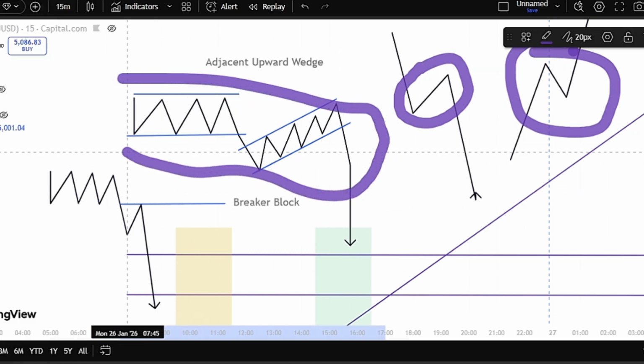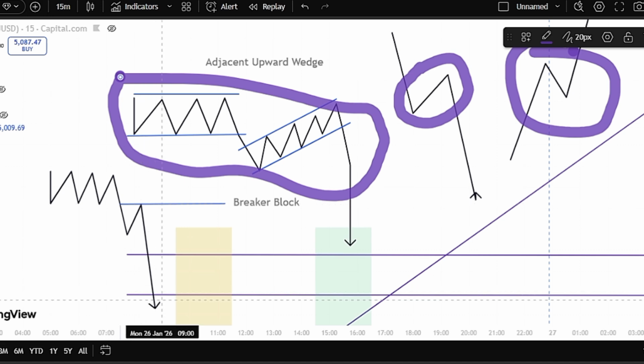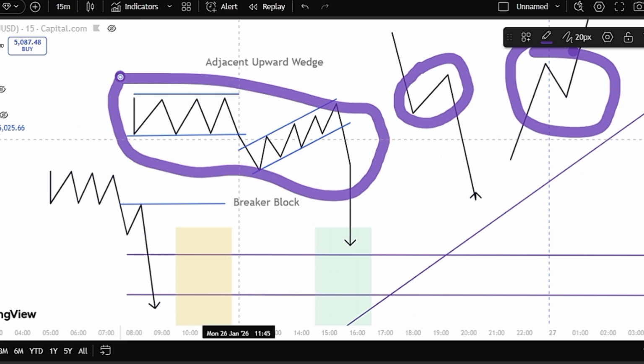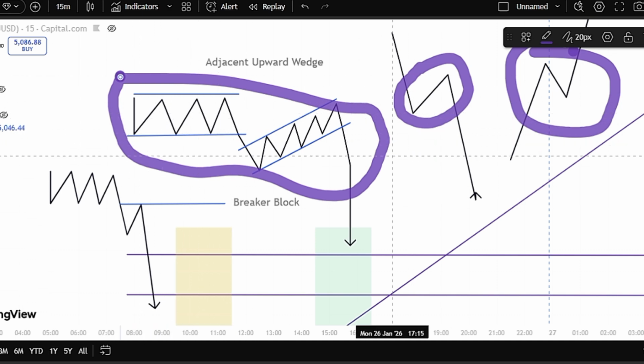But if instead of price action retesting this level, getting back to the other block and pushing down, therefore forming a breaker block, it refuses to do this and forms an upward wedge here, adjacent to the hesitation being formed right here, then you should be preparing for a downward pull, which becomes bearish at this moment. Are we together now?